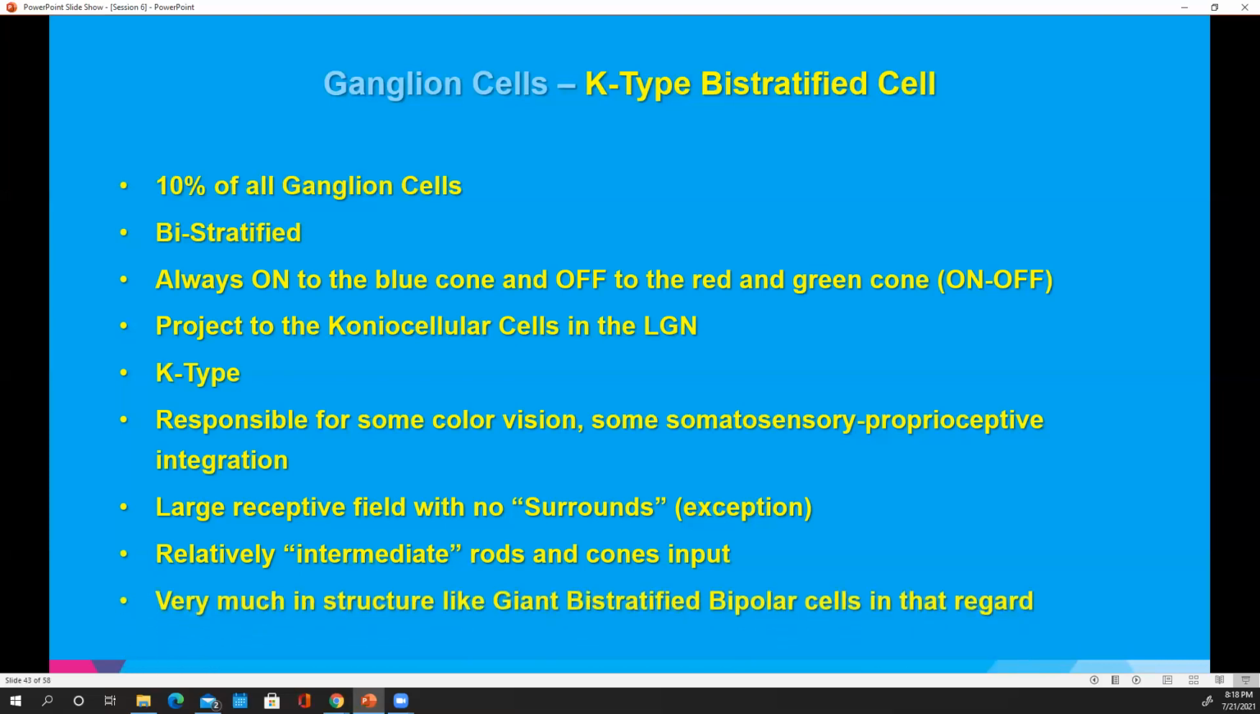Now, again, this is the correlate in the bipolar cells, this giant bistratified bipolar cell, but it's not always that guy that's connecting with this guy. This guy can also just connect to an S-cone for the on and then a red-green cone situation for the off. Make sense? Yeah, got it.